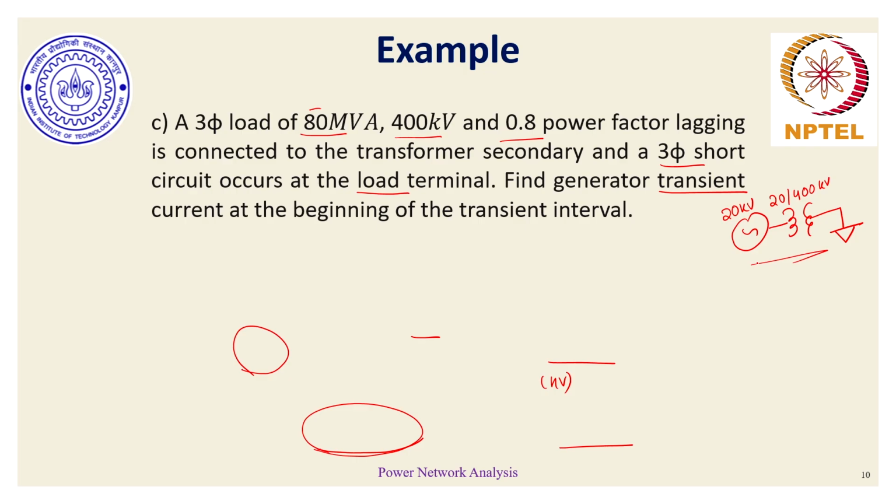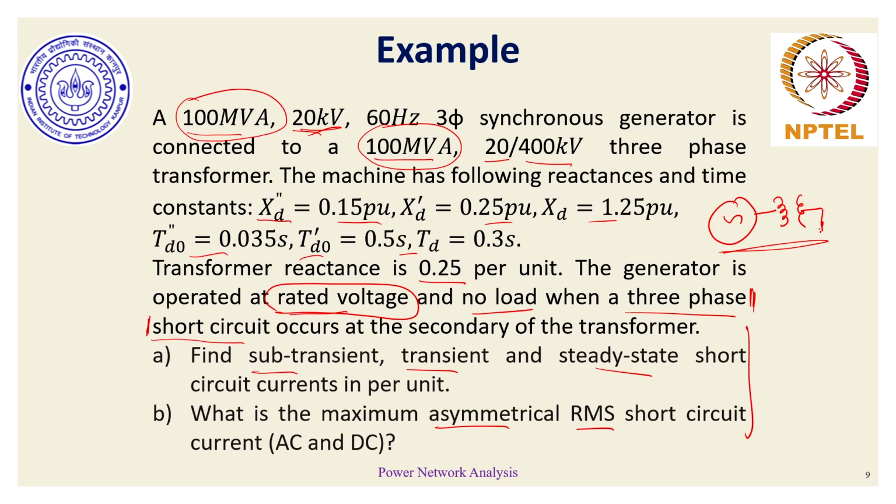So in bits A and B, if a fault occurs at the terminal of the secondary of the transformer, which is what is given, then the current contributed by the generator, the transformer doesn't contribute current because it's a passive device. Active devices can only contribute to fault currents. So the current that this generator would contribute depends on the reactance of the generator as well as the reactance of the transformer, which is given as 0.25 per unit. And depending on the period of interest, either XD double dash, XD dash, or XD would be used.